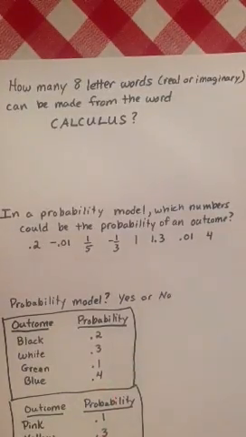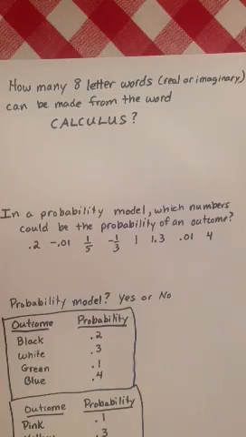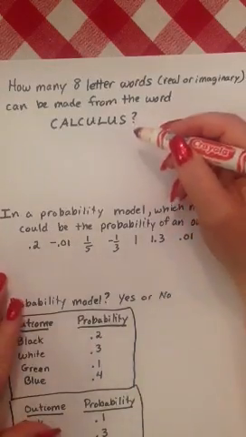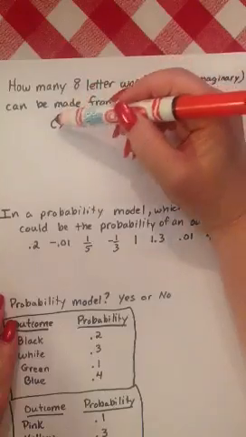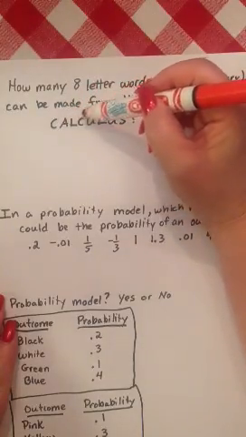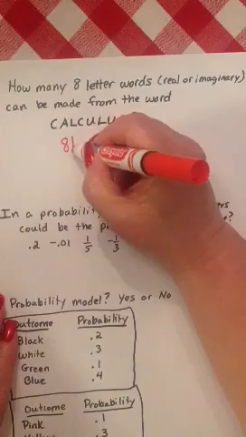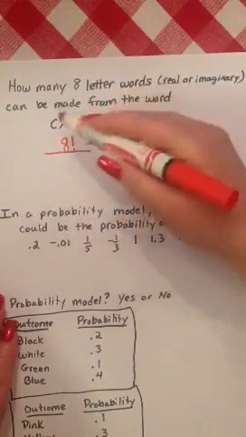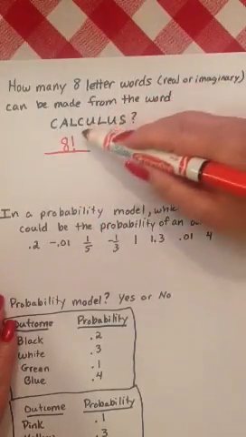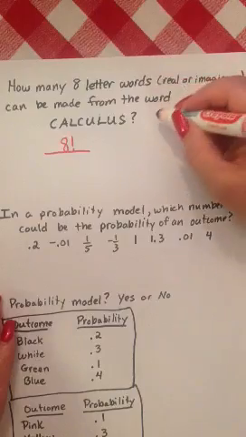Alright, our next little group of problems. The first thing they ask me is, how many 8-letter words, real or imaginary, can be made from the word calculus? So it's 8 letters because there's 1, 2, 3, 4, 5, 6, 7, 8. So you start out, it's going to be 8 factorial divided by. If there were no repeating letters, the answer would be 8 factorial. But some of the letters are repeating.